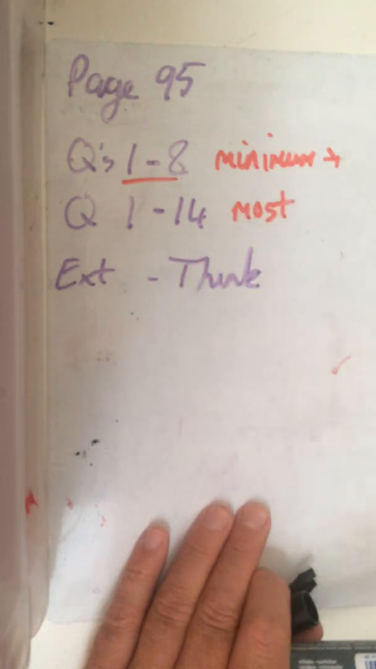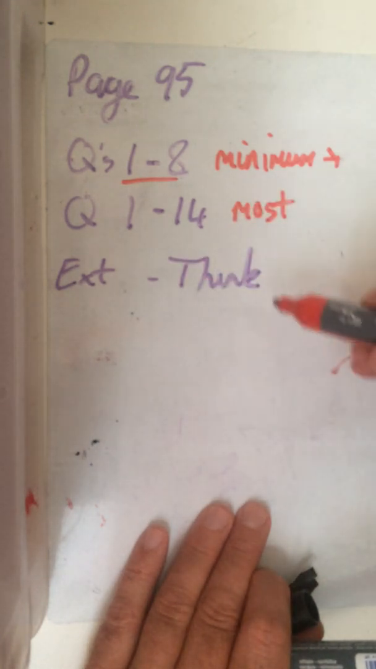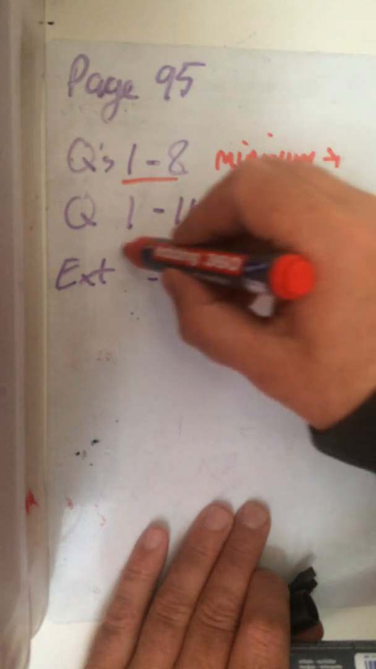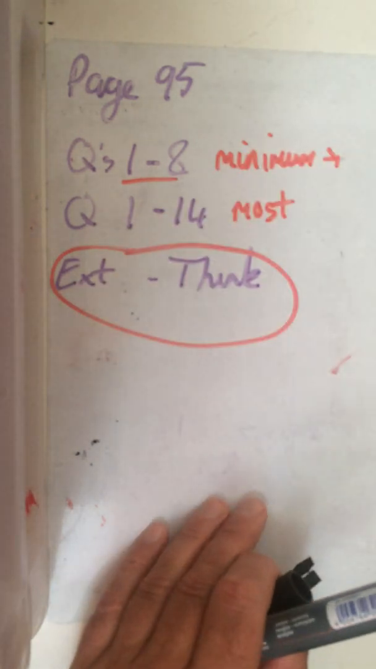And the extension today is just the think question, and actually that's really useful. You could find more than one of them where you can work out the 100th number. So have a little look, see if there's any more you can work out the 100th number for, because it's quite a good little think question. So have a go at that as your extension.